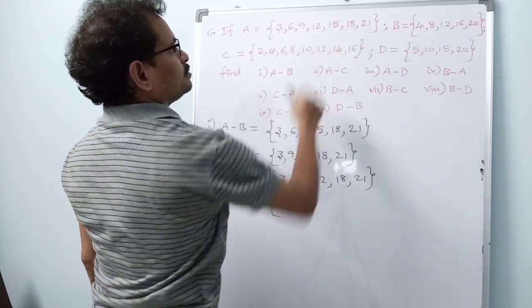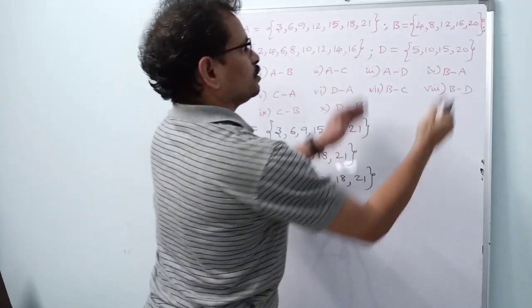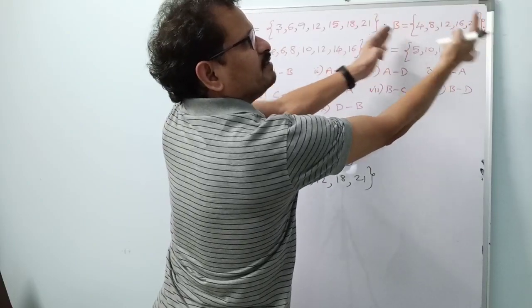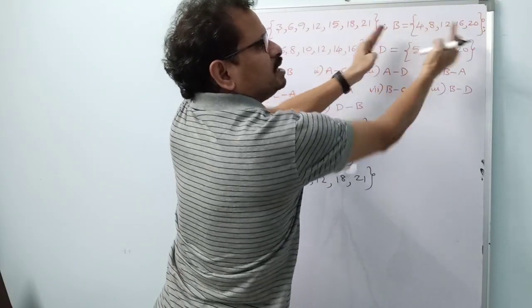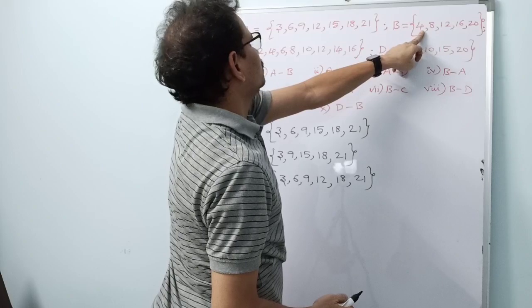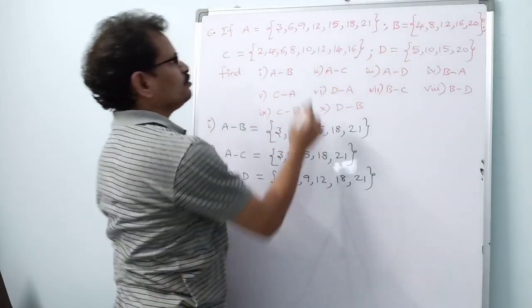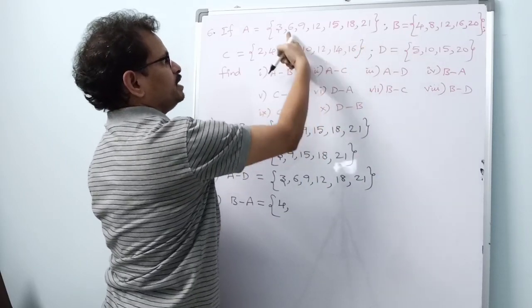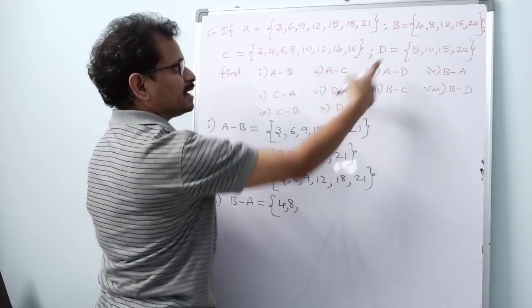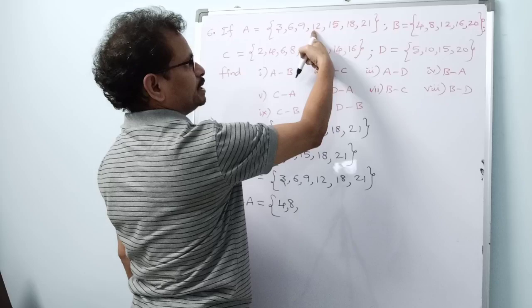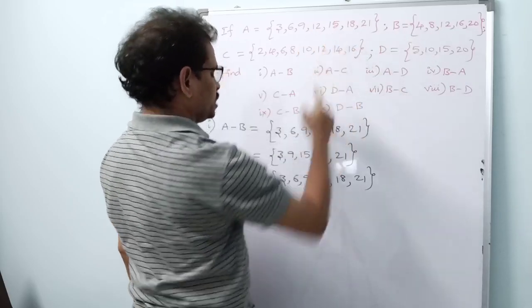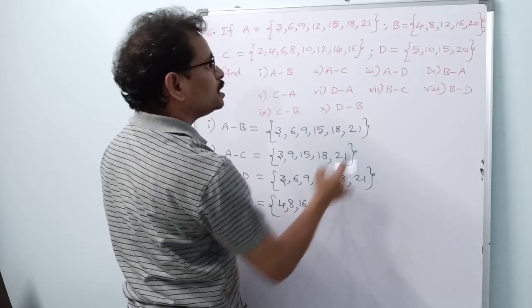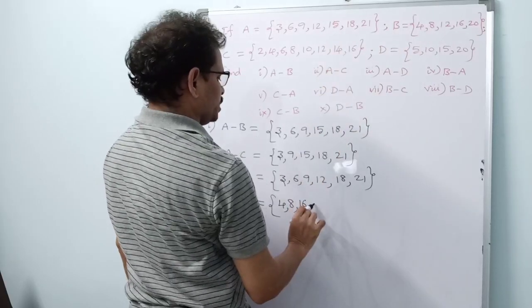B minus A. So we should write the elements of B now. If any elements of A are there in B, just remove them. Let us check here. 4 is there in B, and it is also in A, so don't write. 4 is not there here, so I can write. 8 is not there. Write down. Next, 12 is there. Don't write. 16 is not there here. Write down. 20, it is not there here, so write down.